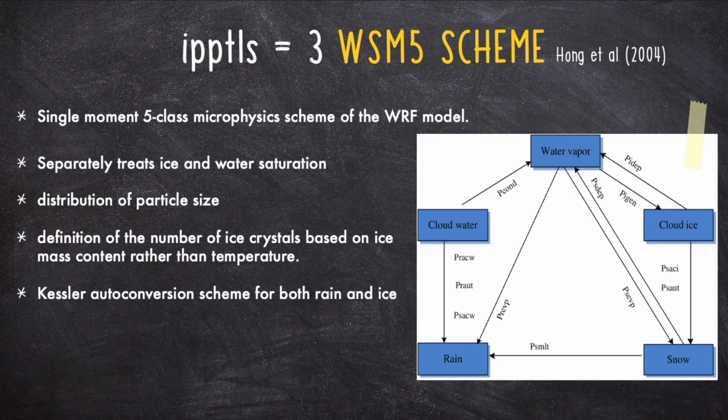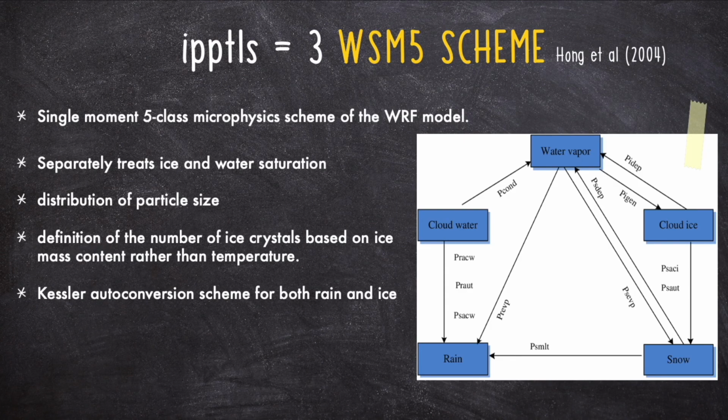Now, setting IPPTLS to 3, we activate the WSM5, the WRF single moment 5-class microphysics scheme. This scheme treats separately ice and water saturation processes, assuming water hydrometeors for temperatures above freezing and cloud ice and snow below the freezing level. It accounts for supercooled water and a gradual melting of snow below the melting layer.